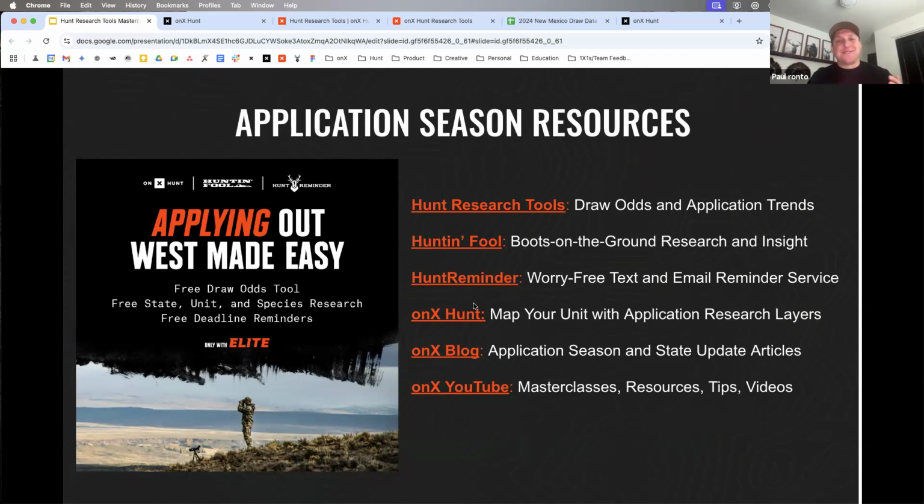Do you want to hunt at 13,000 feet? Do you want to hunt at 6,000 feet? Is there BLM land for antelope down in the plains, or is this only a mountain unit? So use your onX to really understand the terrain before you apply, so you don't show up to a state like Colorado and end up hunting at 13,000 feet for antelope.